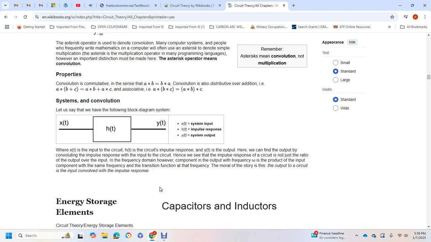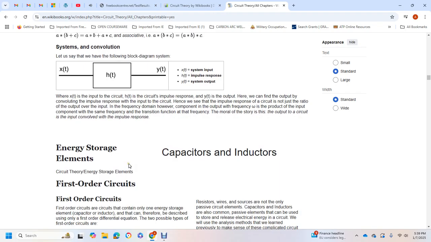However, the component of the output at frequency ω is produced by the input component at the same frequency, through the transfer function. The moral of the story is that the output of the circuit is the input convolved with the impulse response. So x(t) is the system input, h(t) is the impulse response, y(t) is the system output, and ω would be frequency.